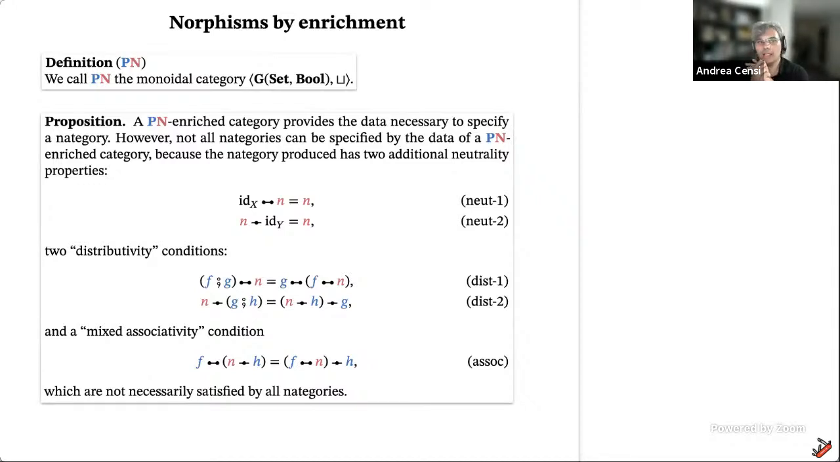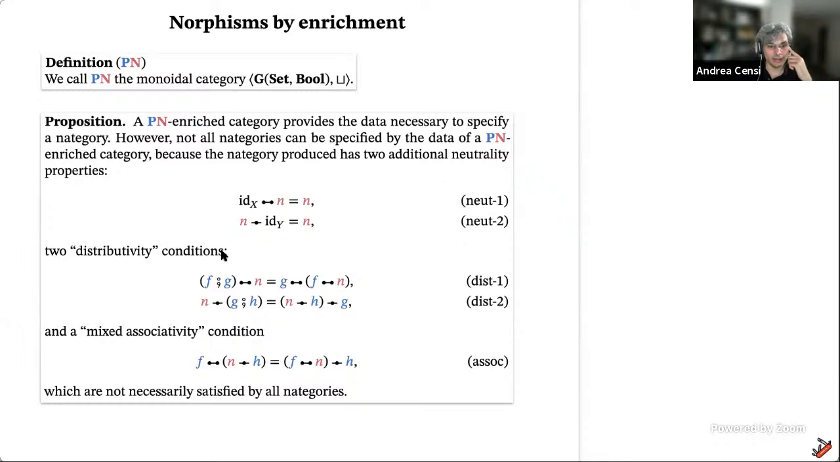Okay, so now I'm ready to state my result. I'm just going to define the category PIAN to be the monoidal category with G, Set, and Bool to B, and with that new monoidal product. And then this is the main statement. If you have a PIAN-enriched category, you obtain the data to specify a nategory. However, it turns out that this nategory that you generate is much stronger than the set of all nategories, because you have these additional properties, which are things that you might want to require or not. But I prefer to have a very weak definition of nategory. So you obtain these neutrality conditions. The two composition operations have an identity. The identity is the identity.